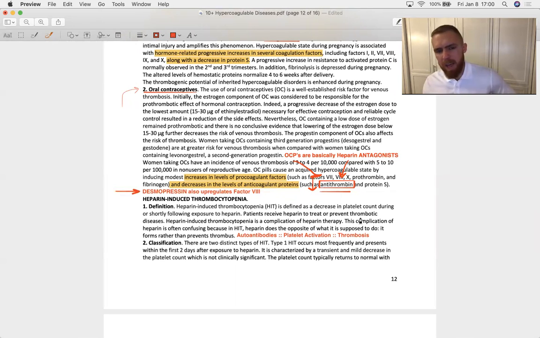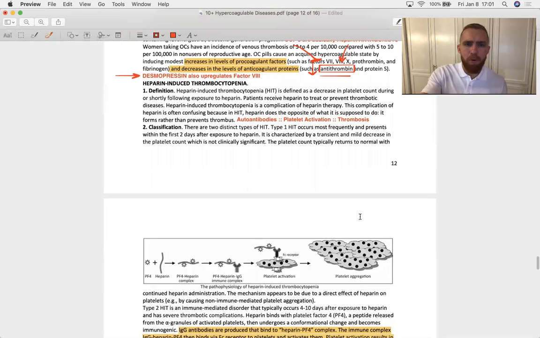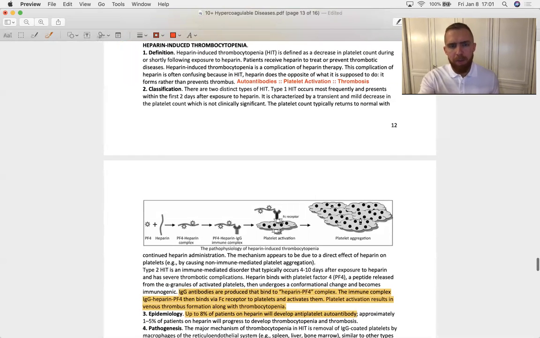You know, hemophilia A has a factor VIII deficiency. Von Willebrand disease has a little bit of a factor VIII deficiency because, again, von Willebrand factor is a cofactor for activation of factor VIII. So you can use desmopressin in patients with hemophilia or VWF disease in order to get their factors a little bit up. Now we've got heparin-induced thrombocytopenia.